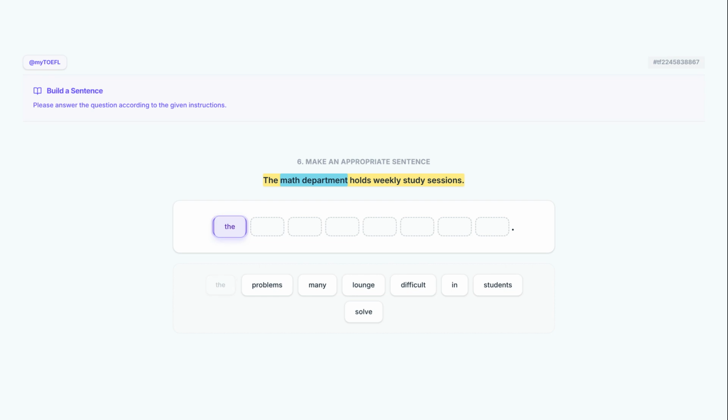First, we drag the subject students, then we add the verb solve, next the quantifier many, then the adjective difficult, followed by the noun problems, then the preposition in, next the article the, the noun study. Finally, we place the noun lounge.